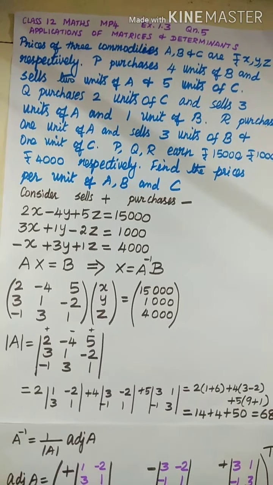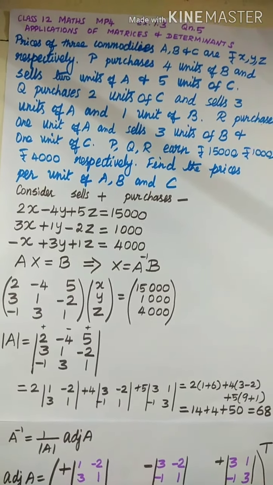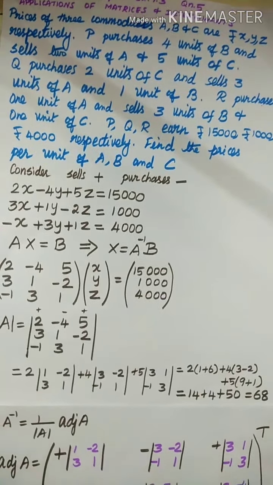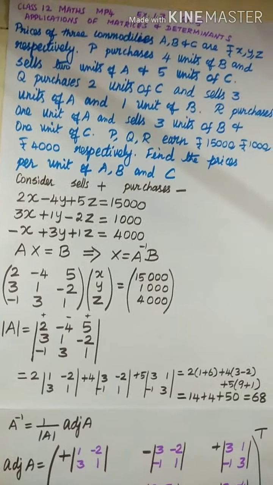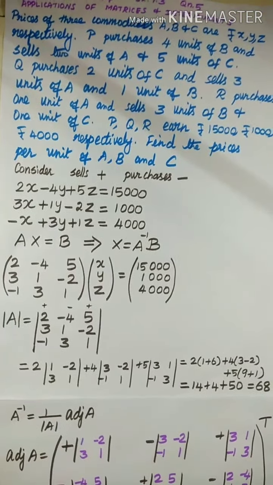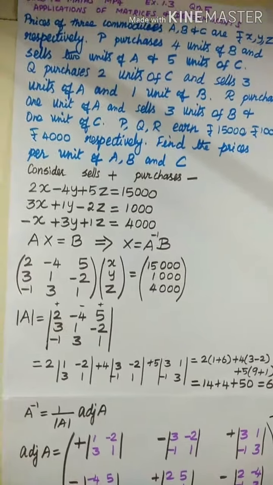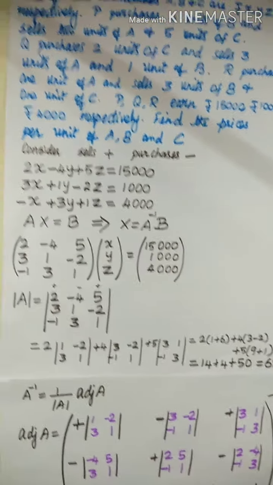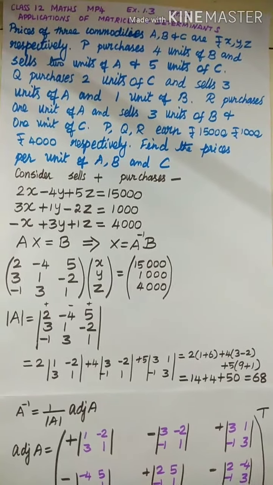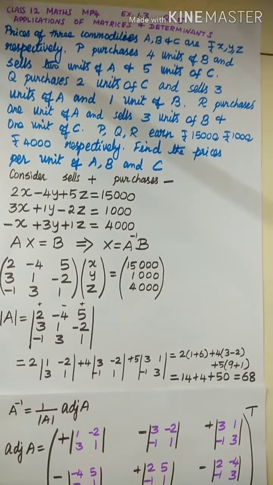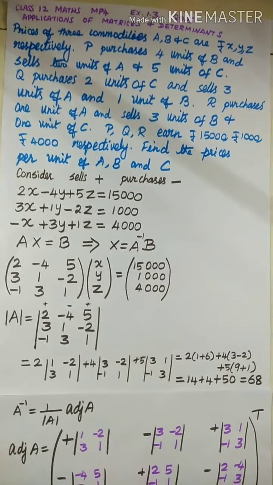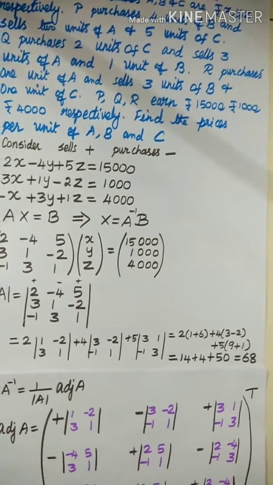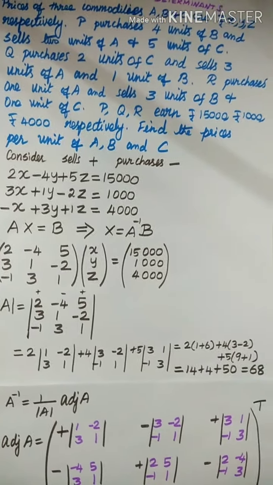Question number 5. Prices of 3 commodities A, B and C are rupees X, Y, Z. So they themselves have given A, B and C. The price per unit is X, Y and Z. Now see, this question they are telling about purchasing as well as selling. So any one thing we will calculate as positive. For example, suppose I am selling something, I get money into my pocket, so I will treat it as plus. And supposing I am purchasing something, I have to pay money from my pocket, so keep purchases as negative.